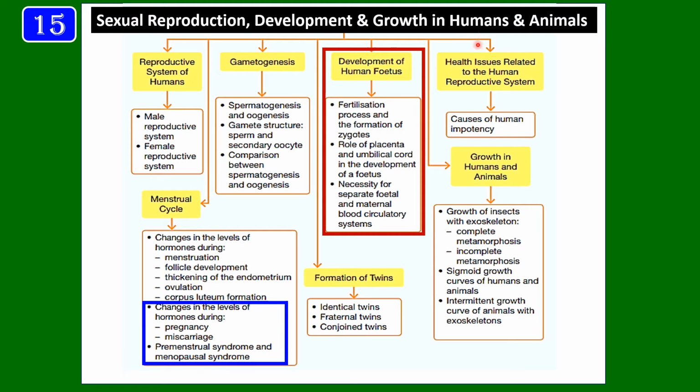Now let's refer to the overview of the concept map for Chapter 15, Sexual Reproduction, Development, and Growth in Humans and Animals. In the previous video, we discussed the changes in the levels of hormones during pregnancy, miscarriage, and also premenstrual syndrome and menopausal syndrome. So now we're at this point here, right? We're going to discuss the development of the human fetus, that is, three aspects: the fertilization process and formation of zygote, the role of the placenta and umbilical cord in the development of a fetus, and necessity for separate fetal and maternal blood circulatory systems. And in the next video, we'll discuss the formation of twins.